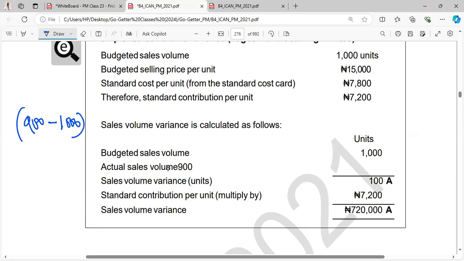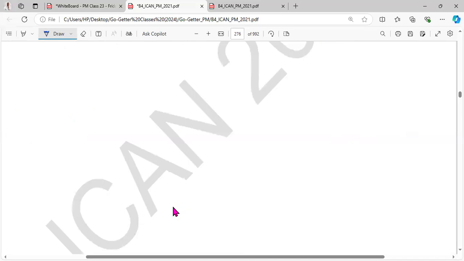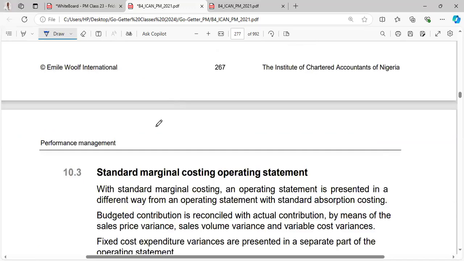It's 7,200. So that's going to give you minus 100 times 7,200. That's going to give you 720. So this is going to be 720 adverse, because it's a minus. That's what we got here. So we're just doing sales volume variance here.